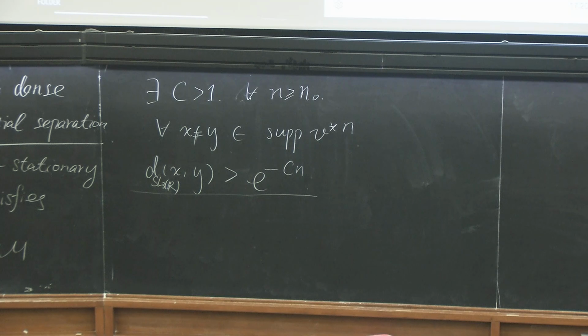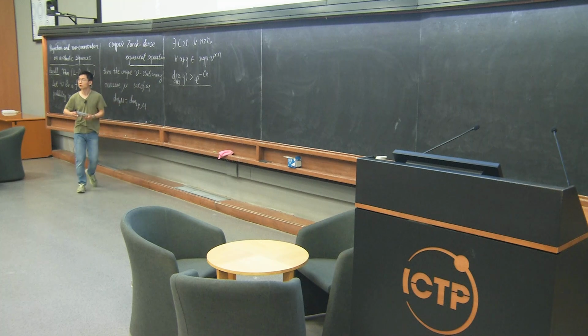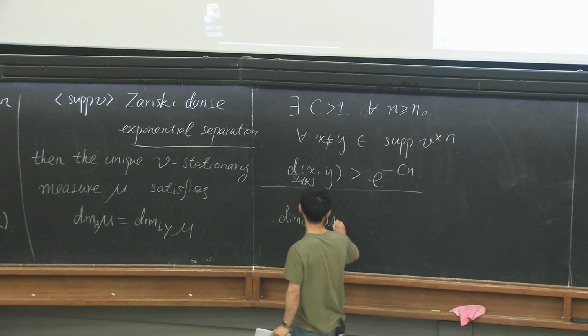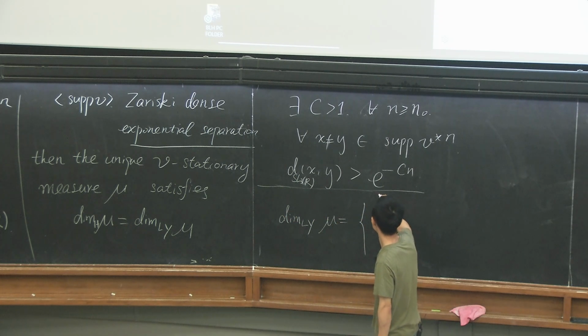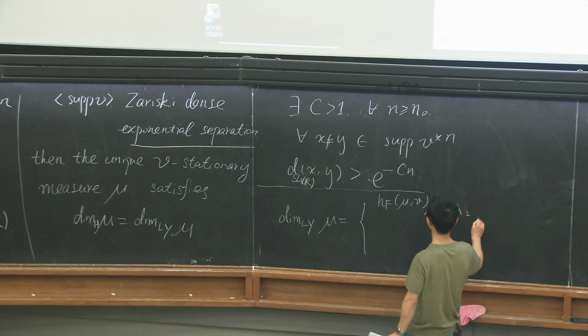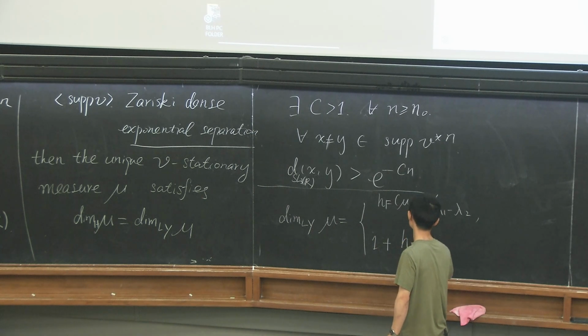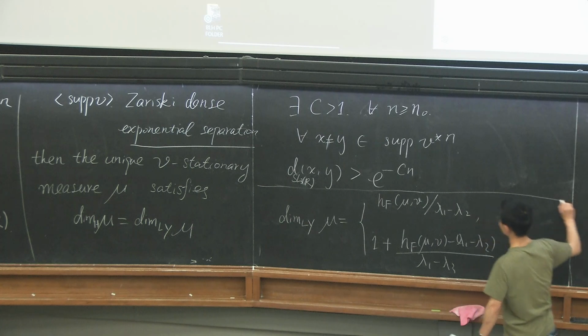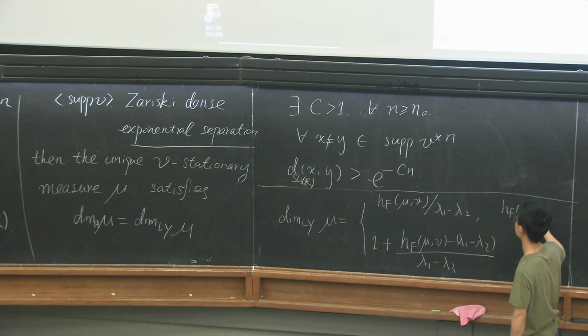Yes. Then if the support of nu satisfies these two conditions, then the unique nu-stationary measure mu has this kind of dimension formula. The Hausdorff dimension of mu can be computed by something simpler called the Lyapunov dimension of mu. So let me also recall the Lyapunov dimension. The Lyapunov dimension of mu is equal to, there are two parts. Either it is the Furstenberg entropy divided by the difference of the Lyapunov exponents, lambda 1 minus lambda 2, or it is 1 plus the Furstenberg entropy minus the first part, divided by lambda 1 minus lambda 3. This case is where the Furstenberg entropy is smaller than the difference of the first two Lyapunov exponents.